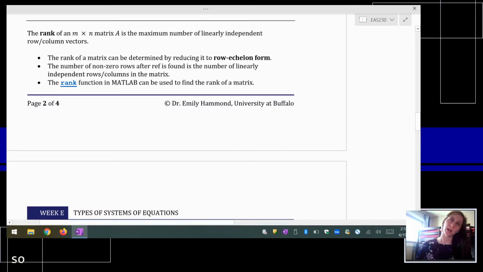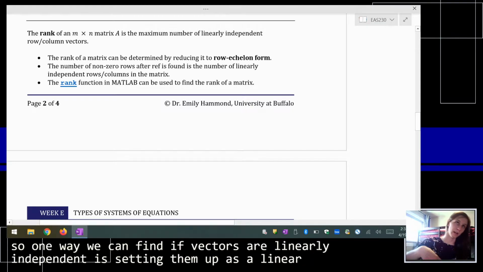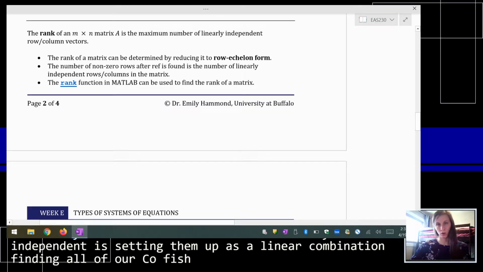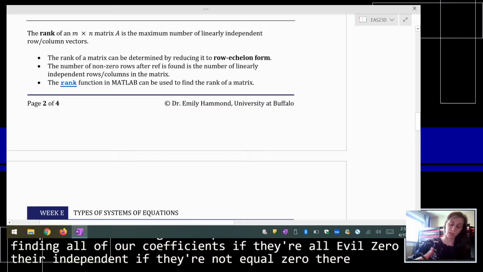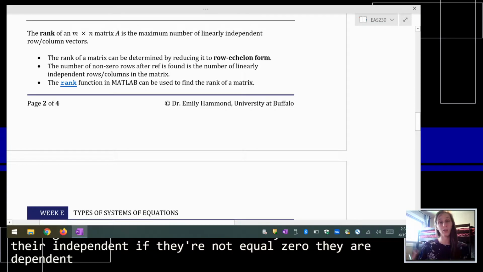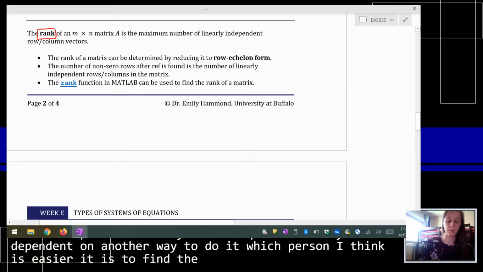So one way we can find if vectors are linearly independent is setting them up as a linear combination and finding all of our coefficients. If they're all equal to 0, they're independent. If they're not equal to 0, they are dependent. Another way to do it, which personally I think is easier, is to find the rank of a matrix.